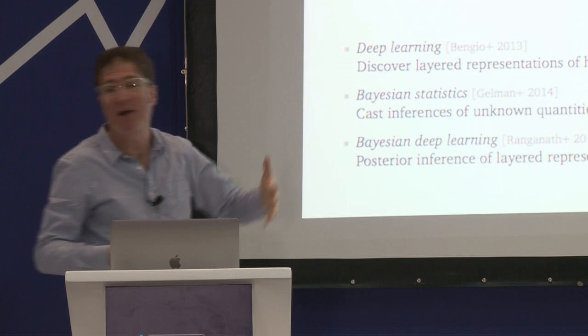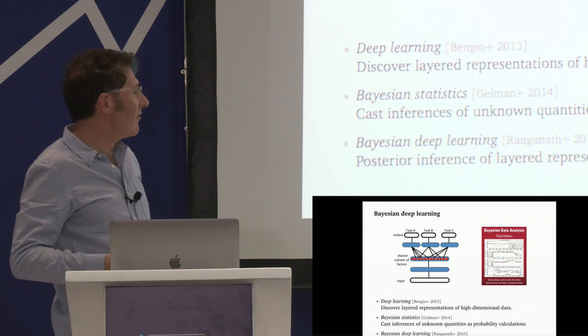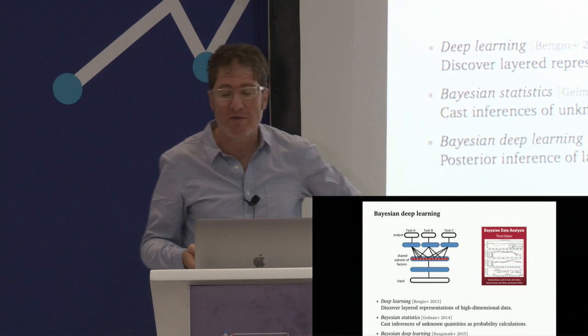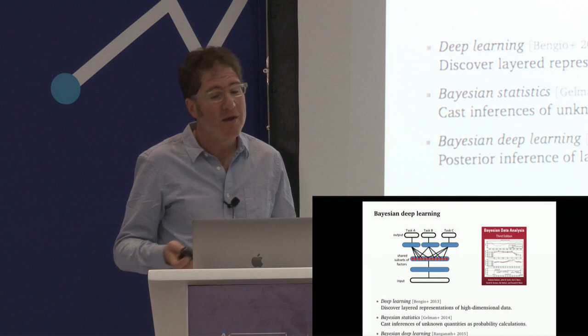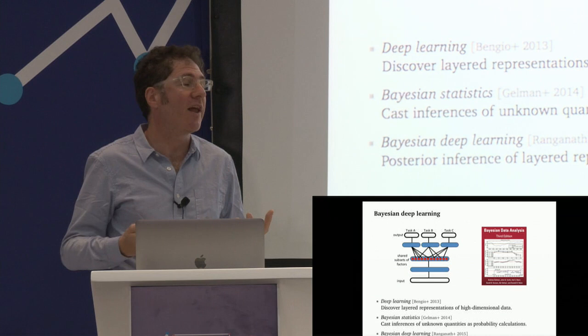Bayesian statistics. So what is Bayesian statistics? Bayesian statistics is about casting all inferences about unknown quantities as probability calculations. If you're doing Bayesian statistics, then you're going to want a posterior distribution of a hidden variable given observations, because that's how you cast the problem of understanding what an unknown quantity is.